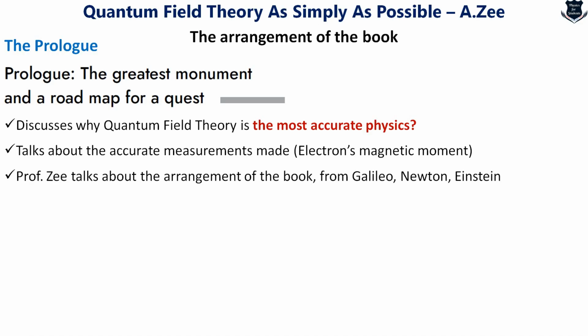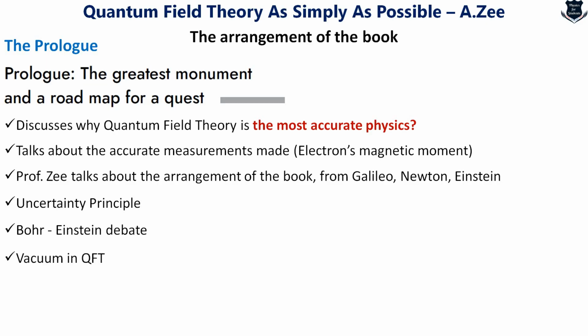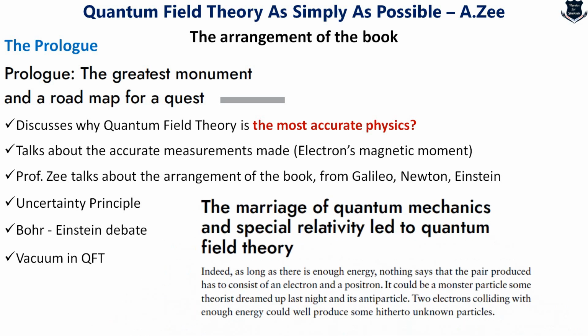And then Professor Z talks about the arrangement he will take from Galileo to Newton and Einstein. Then he talks about the uncertainty principle. The book further talks about the famous Bohr-Einstein debate and the vacuum fluctuations in quantum field theory. This portion actually attracted me very much. I've given a snapshot of this on my personal Facebook.